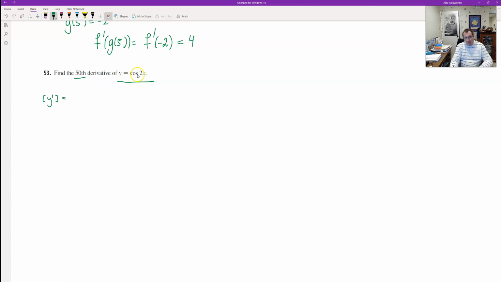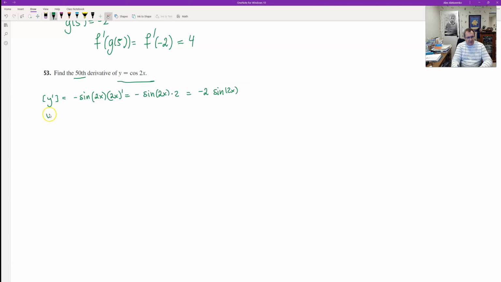According to the chain rule, we have to take the derivative of the outside function. We're going to get negative sine. But on the inside, we'll have 2x, and then we'll need to take 2x and differentiate. And that simplifies to negative sine of 2x times 2. So negative 2 sine of 2x.